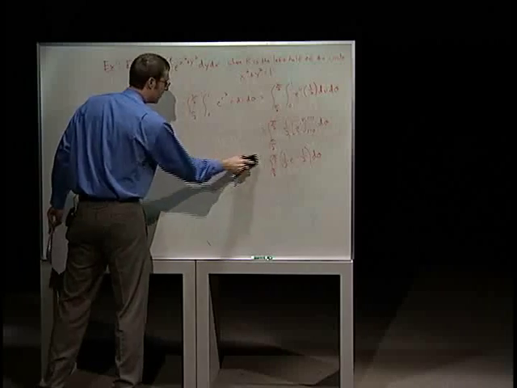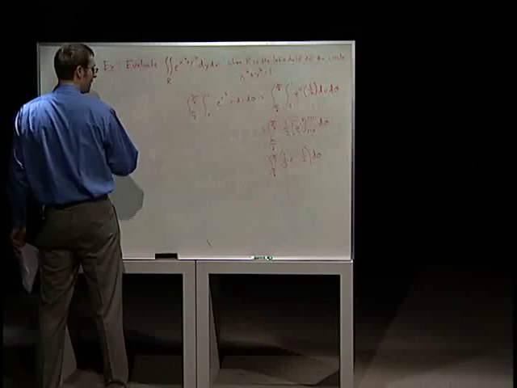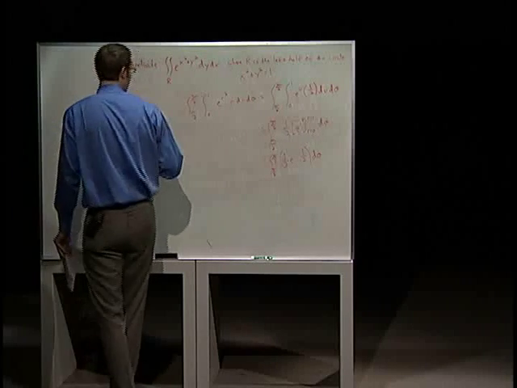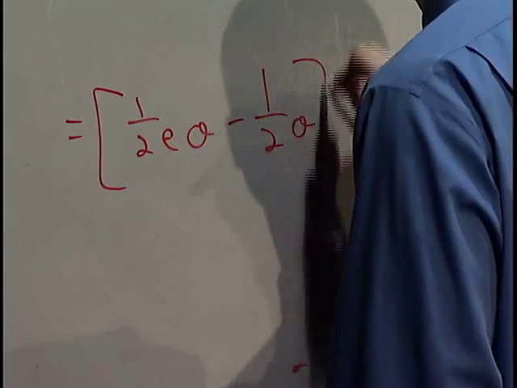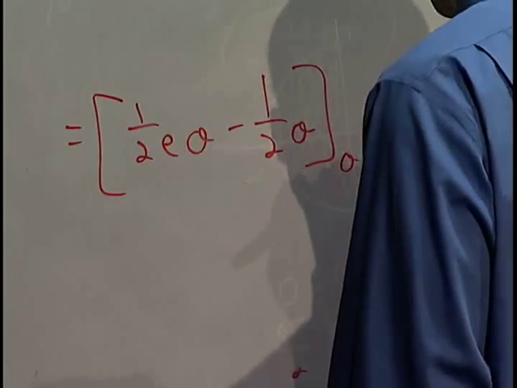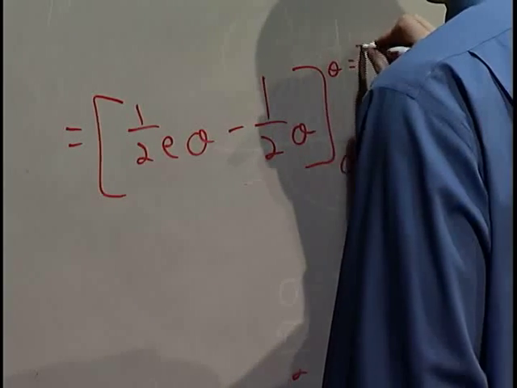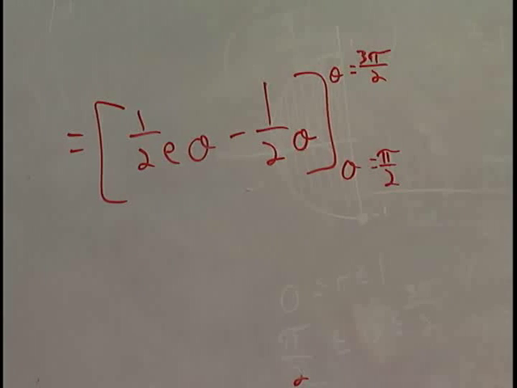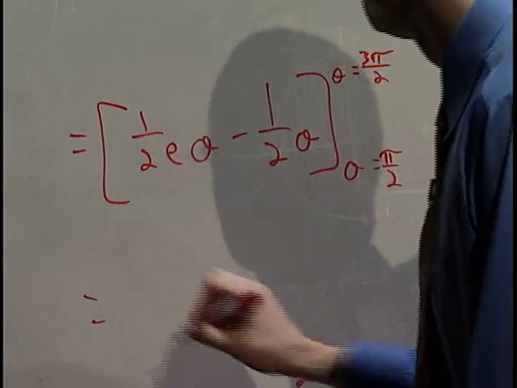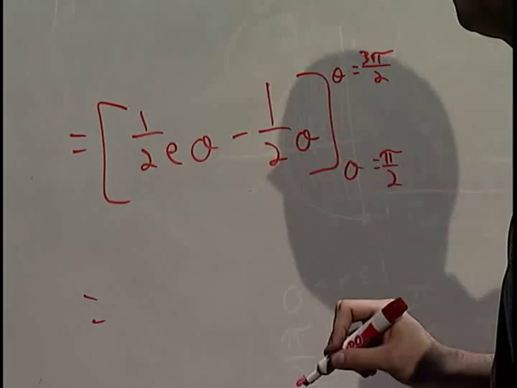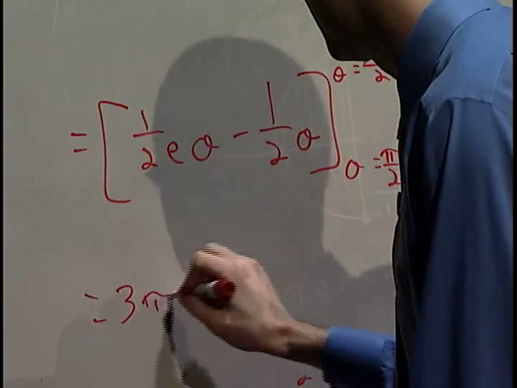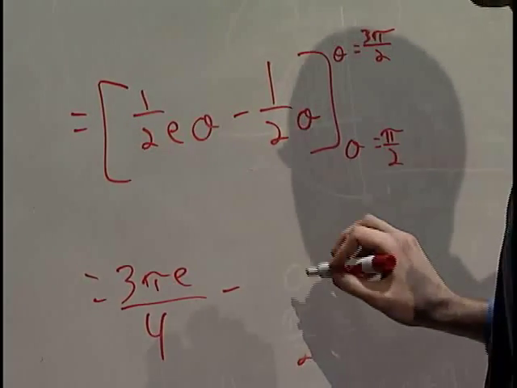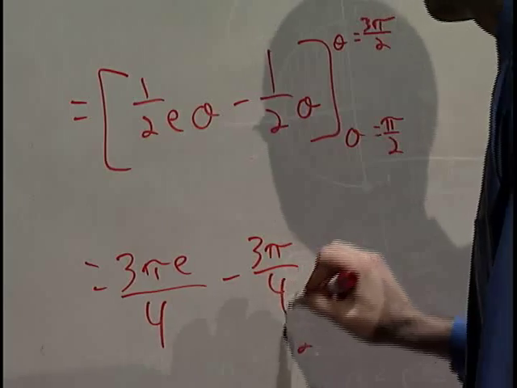Get rid of substitution. So now we'll keep going over here. So this ends up being 1/2 e^θ minus 1/2 θ, with θ ranging from π/2 to 3π/2. Is that what I have here and everything? Yeah, looks good. Let's plug that stuff in. You plug in 3π/2, you get 3πe/4 minus 3π/4.